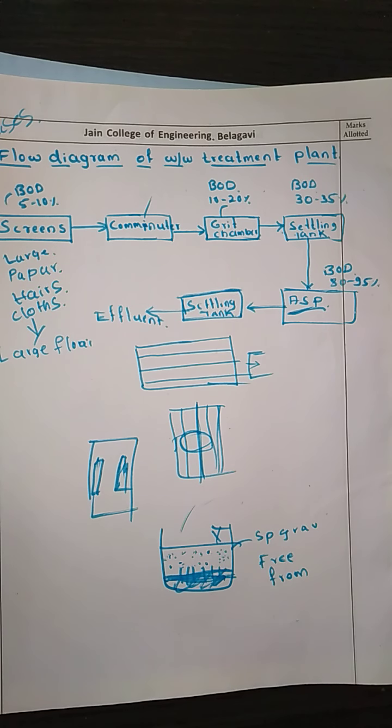Normally this is going to be asked in your main exam. With a neat flow diagram, you need to explain all these treatment units. So this is regarding the flow diagram of a wastewater treatment plant. In the next classes we will discuss all these things in detail.